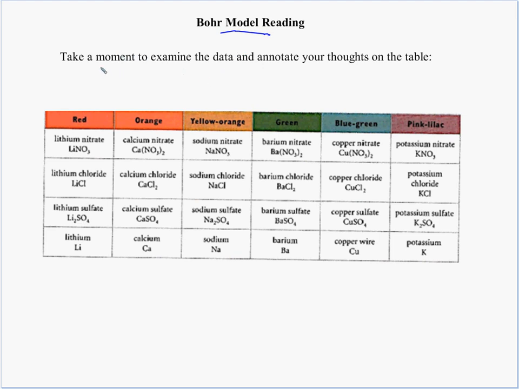Alright, so let's see. What's it say? It says, take a moment to examine the data and annotate your thoughts on the table. Well, first off, I'm thinking this is slanted. Okay, what next? I've got different colors: red, orange, green. And then I've got these different chemicals: lithium nitrate, lithium chloride, lithium sulfate. So these ones are all lithium, basically, and they're all red. What about these ones? Calcium nitrate, calcium chloride. Okay, it's again calcium, and they're orange.